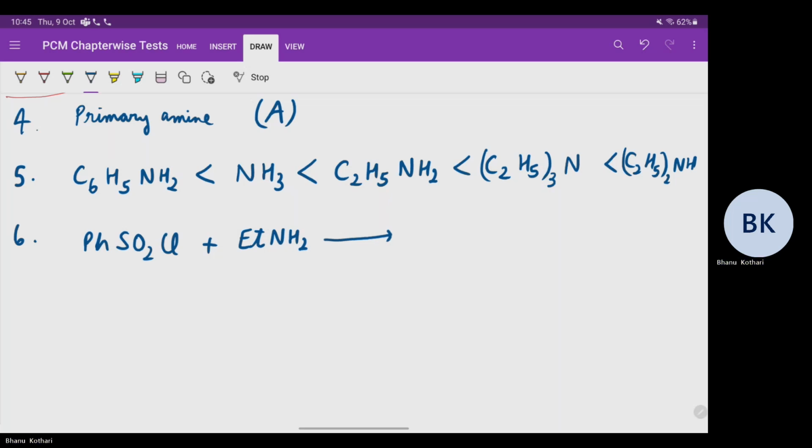Now we'll get a sulfonamide when nitrogen reacts with PhSO2Cl. NH2 will attack on sulfur and chlorine will depart. So the lone pair of nitrogen attacks on sulfur and Cl will depart.